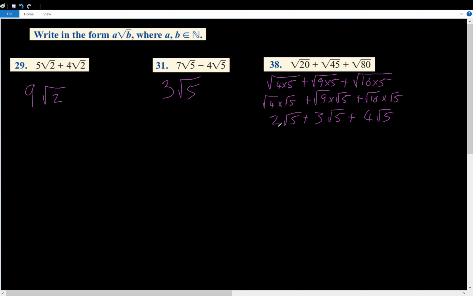So we have 2 root 5 plus 3 root 5 plus 4 root 5. So 2 plus 3 is 5, plus 4 is 9, so we just end up with 9 root 5 in the end. And that is that.